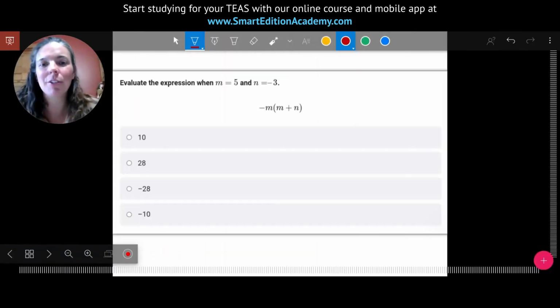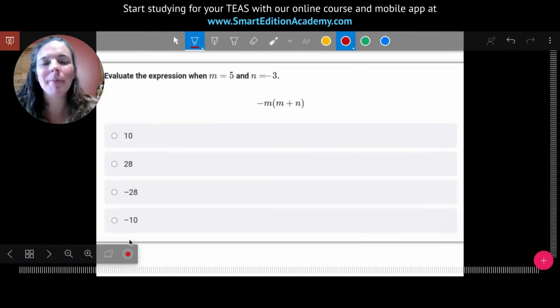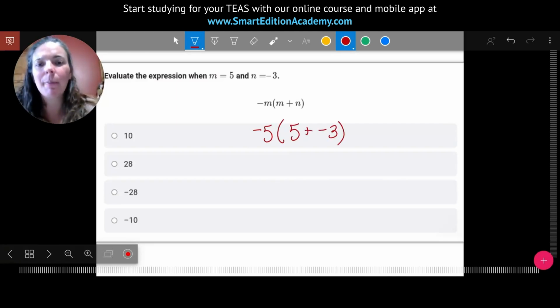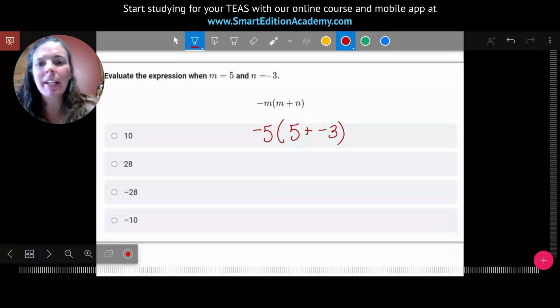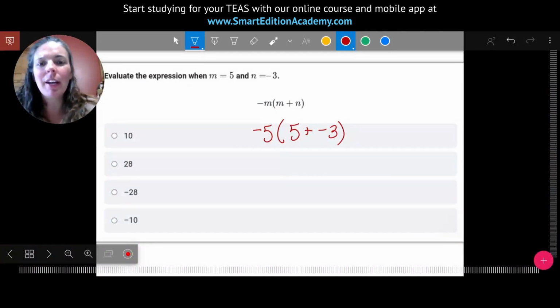Okay, and here's one I'll let you try on your own. Go ahead and take a moment and evaluate this expression if m is equal to 5 and n is equal to -3. Okay, so we'd have -5 times 5 plus -3. So -m is -5, and then in parentheses, m is 5 plus n is -3. So just be careful with your signs for this one. We're going to simplify the parentheses first. 5 plus -3 would just be 2. So -5 times 2 leaves me with -10 as my solution.